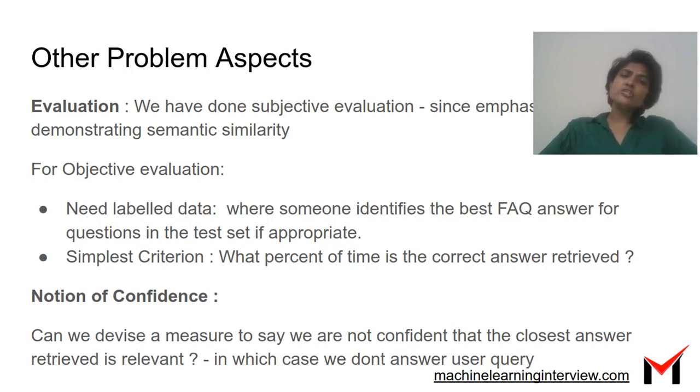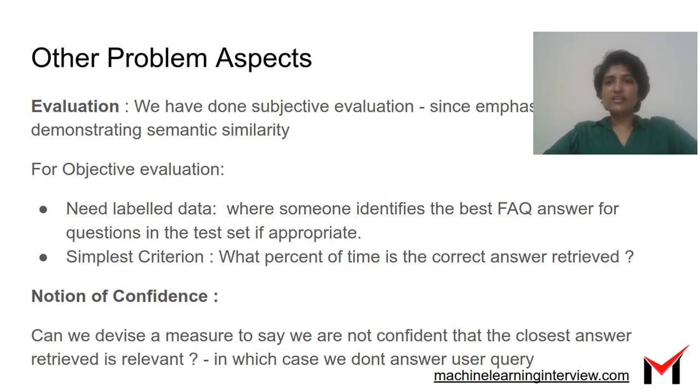So I need a notion of confidence. I will always get something that is the closest, right? So if I look at the user query and the list of FAQ questions, there will always be one that is closer than others, but it does not mean it is always relevant. So I need to make sure that the closest answer is relevant. And so basically there are many ways to do this. I need some notion of confidence, right?